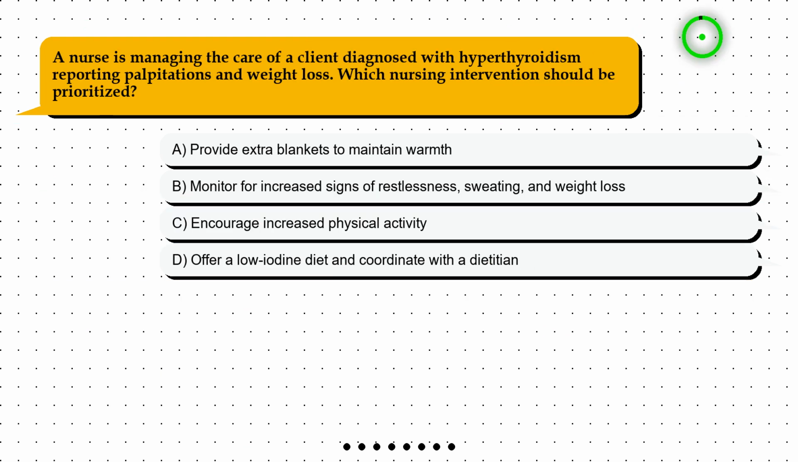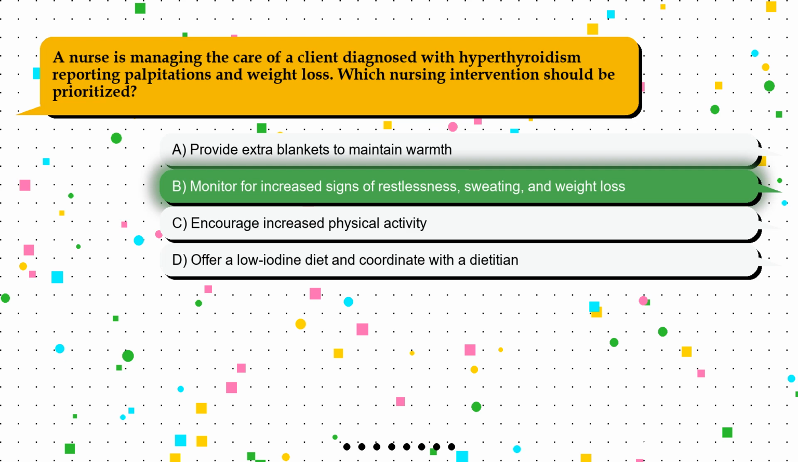Question 8. A nurse is managing the care of a client diagnosed with hyperthyroidism reporting palpitations and weight loss. Which nursing intervention should be prioritized? Option A. Provide extra blankets to maintain warmth. Option B. Monitor for increased signs of restlessness, sweating, and weight loss. Option C. Encourage increased physical activity. Option D. Offer a low iodine diet and coordinate with a dietitian.